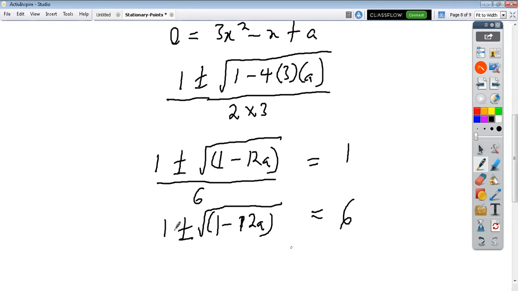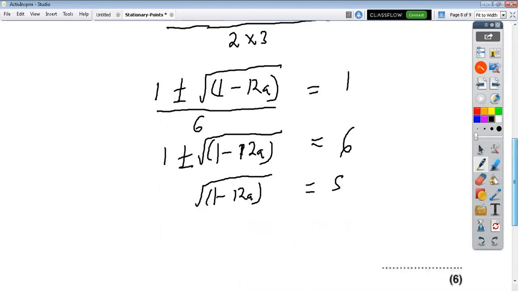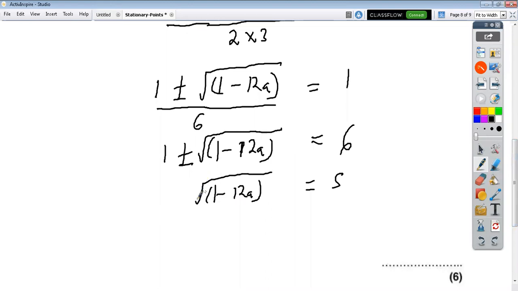Clear now, right? Move the 1 to the other side so that I subtract. Then this side I'm simply left with the square root of 1 minus 12a is equal to 5. I'll ignore the plus or minus for now. But who knows, in maths, to remove the square root I can simply square both sides, so that I have 1 minus 12a is equal to 25. Clear now? I've squared both sides.